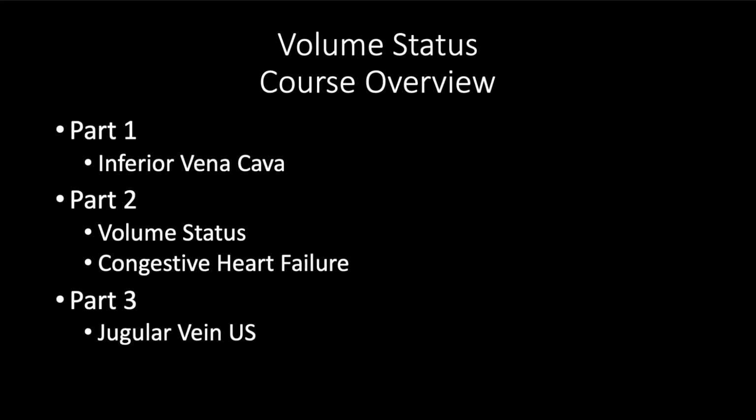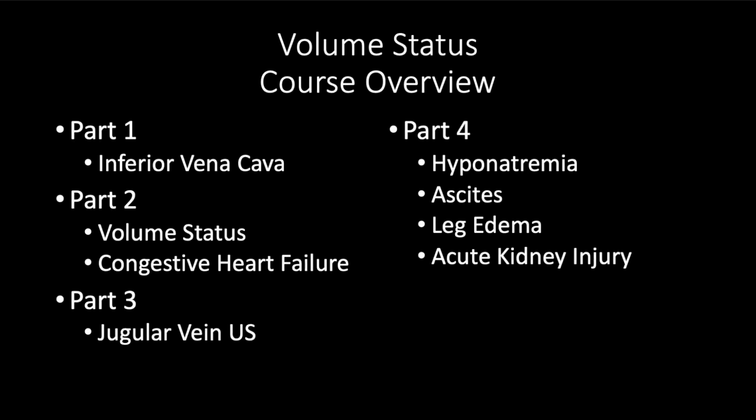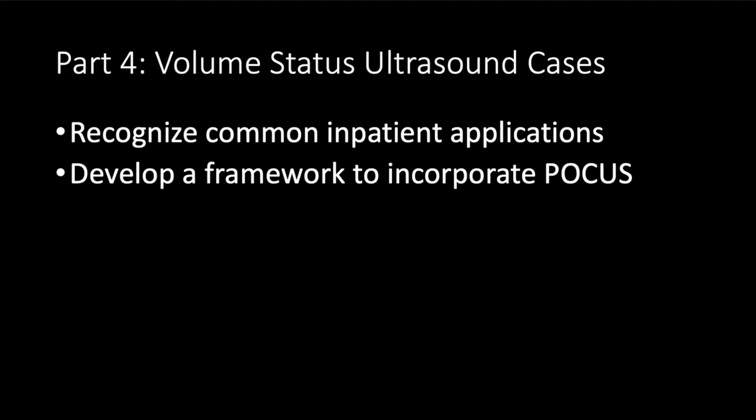Let's review where we've been and where we're headed. Hopefully you've already viewed parts 1, 2, and 3 of this curriculum, including how to look at the inferior vena cava and apply that to volume status and congestive heart failure patients. We just looked at how to use the jugular vein for volume status assessment. Now in part 4, we're going to go through some more case-based scenarios of applying these concepts, particularly to hyponatremia, ascites, leg edema, and acute kidney injury. And last but not least, in the next part 5, we'll go over shock, which deserves a whole lesson in and of itself. So let's dive into part 4 for volume status ultrasound cases.